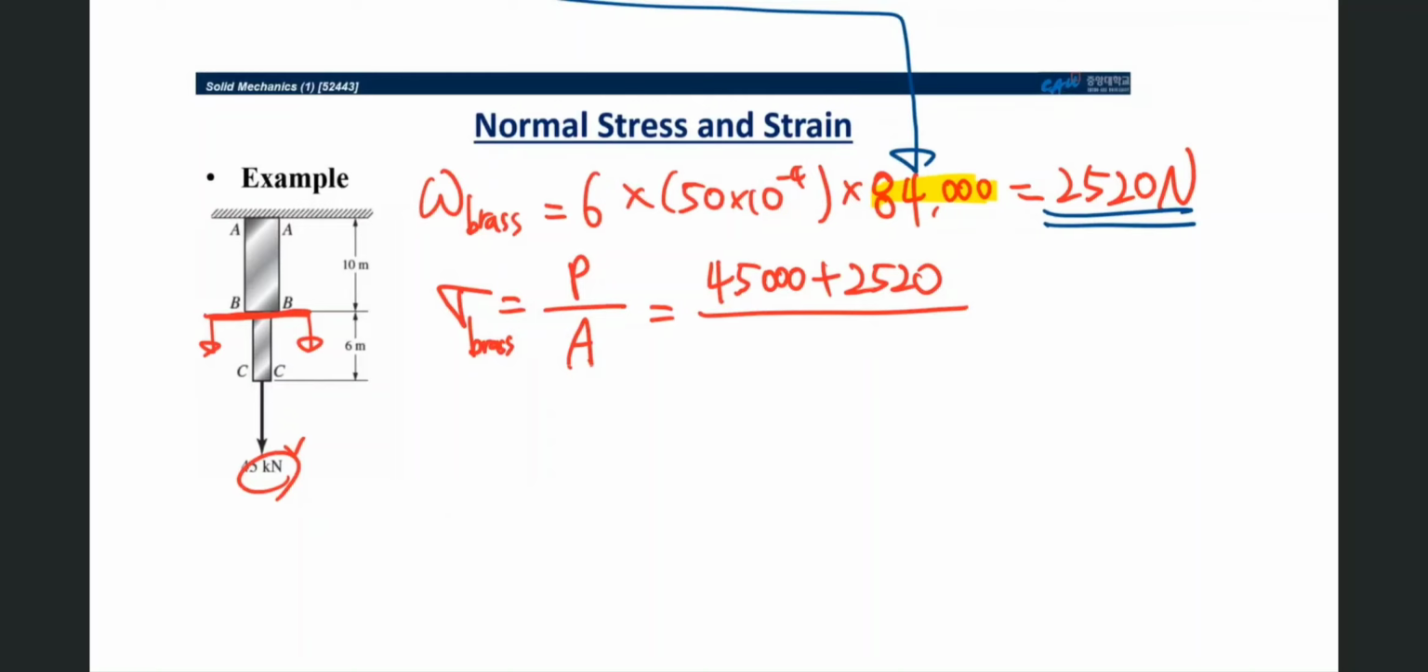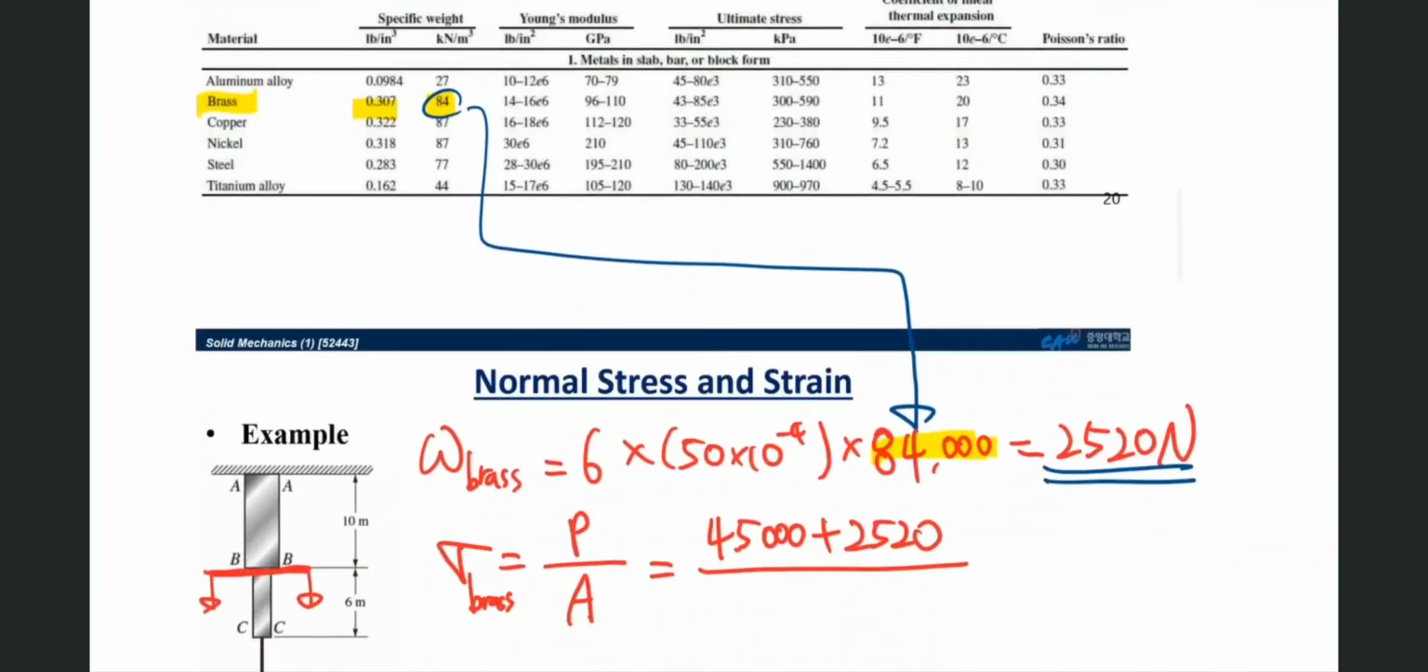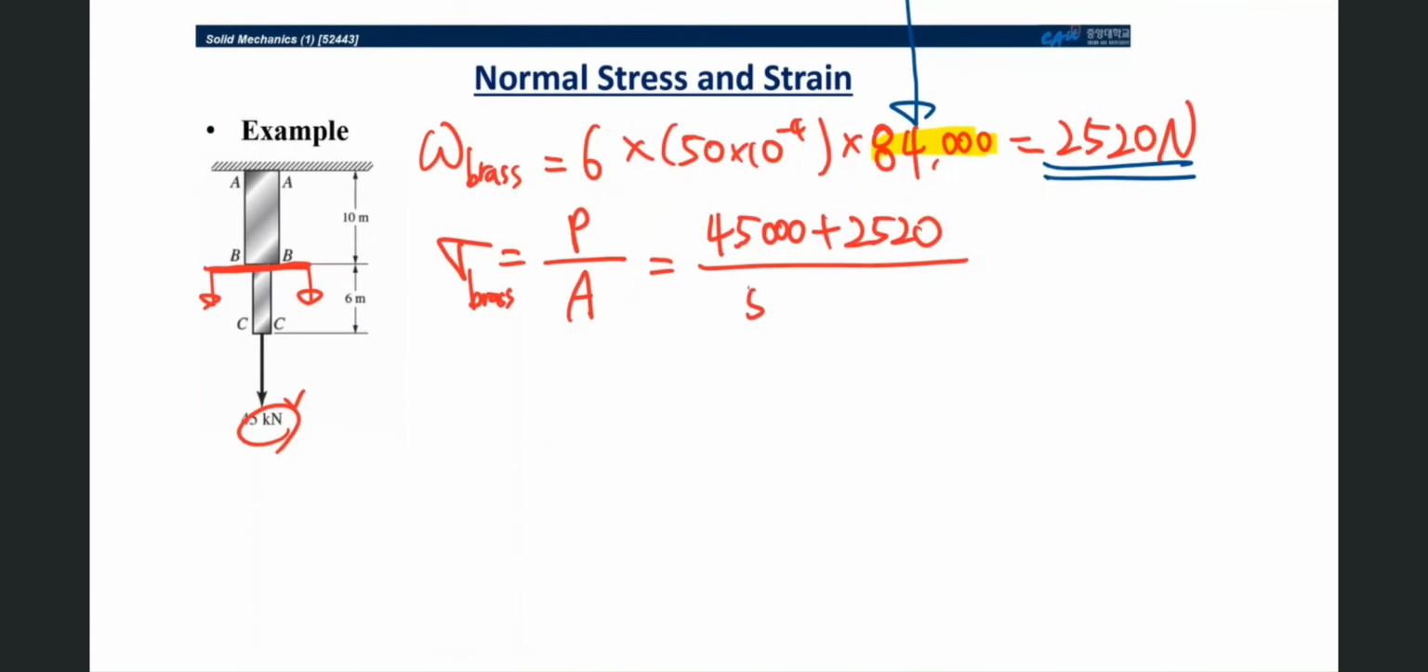2,520 Newton. And the cross-section area is given here, right? 50 times 10 to the minus 4. Eventually, the stress in brass is 9.5 megapascal. And about the steel, right? The maximum stress in the steel bar.